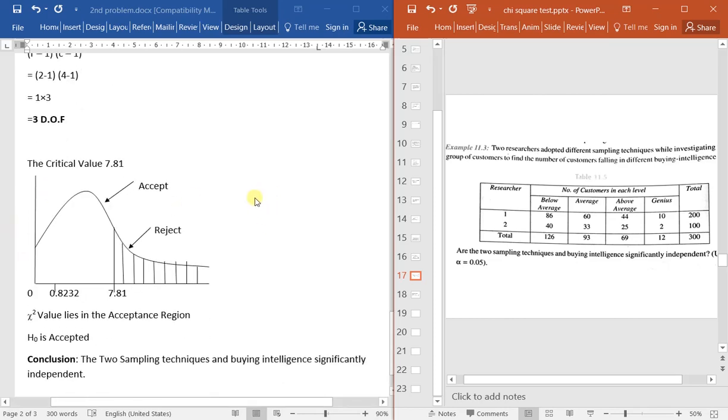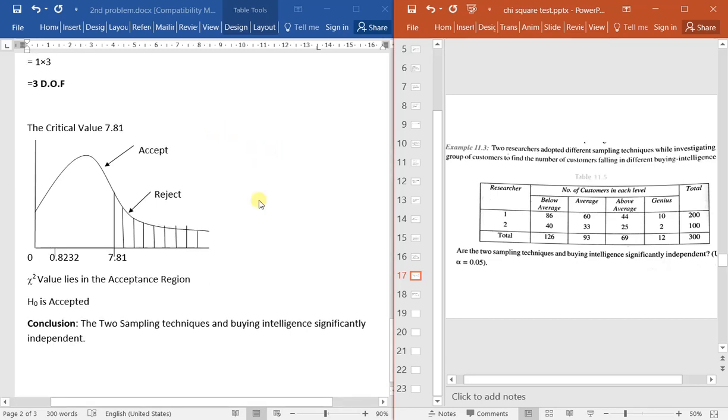Now we will try to understand what a critical value is. From the table you can see that the critical value is 7.81. We have already discussed in the class, during the previous chi-square tests, how to find the critical value when the degree of freedom and level of significance are given. If the level of significance is not given, then we take 5% as the assumed level of significance. So you have to mark the critical value here.